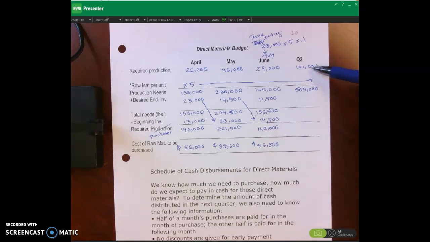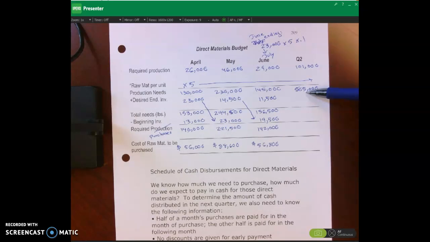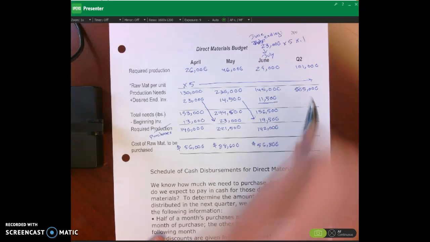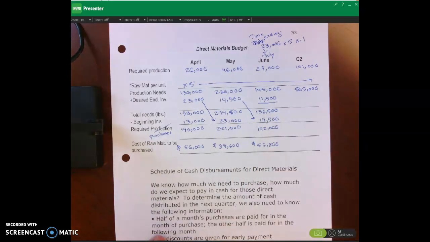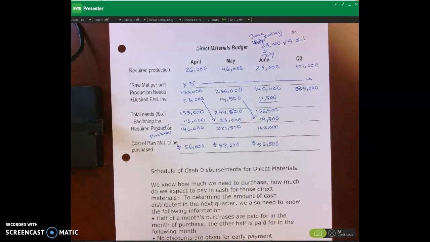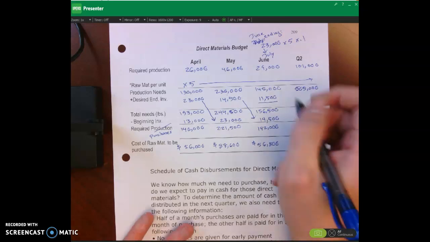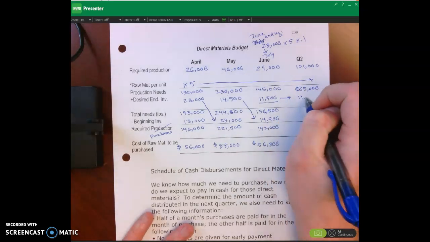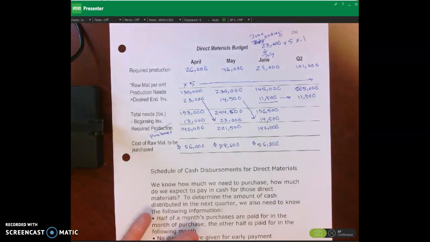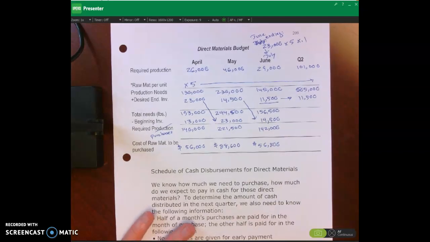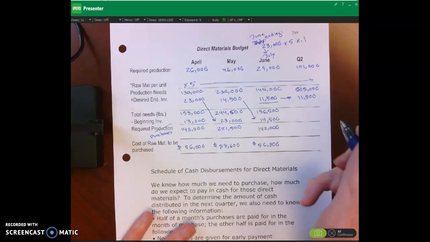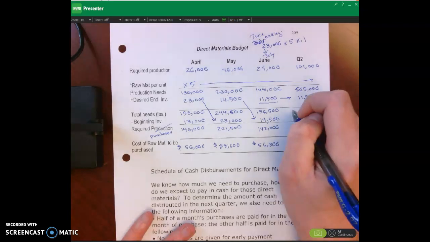When we look at the quarter, I take my total production right over here of 101 times the 5, which gives me the 505 right over here. Now, what is my ending inventory for the quarter? It's the ending inventory for June, because June is the end of the quarter. So that's my ending inventory for the quarter, because the end of June is the end of the quarter. We add those two together.